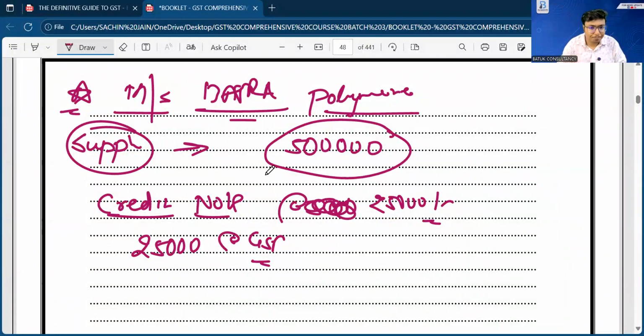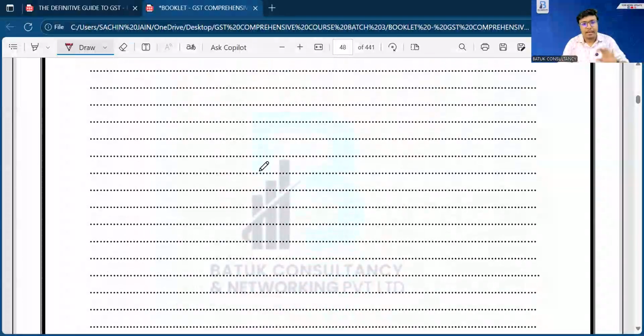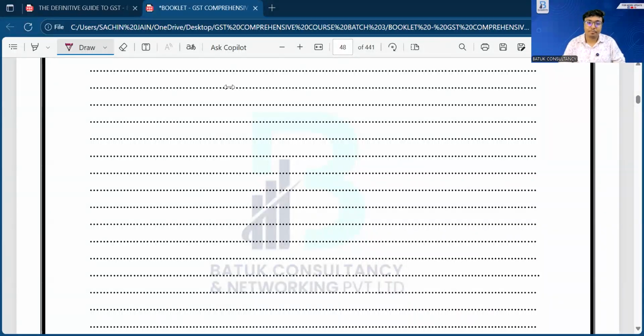Second example. Now this concept is okay when the terms have already been decided and the quantum of discount has already been provided. Yes, cash discount, if it is given at the time of supply, in that case, yes, definitely the same will become part of your credit note.